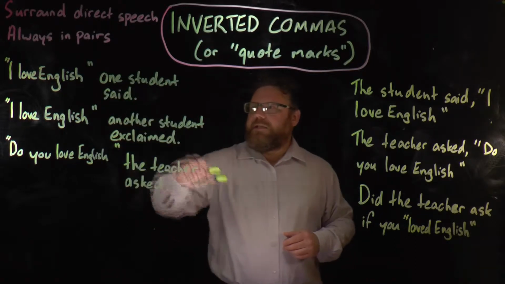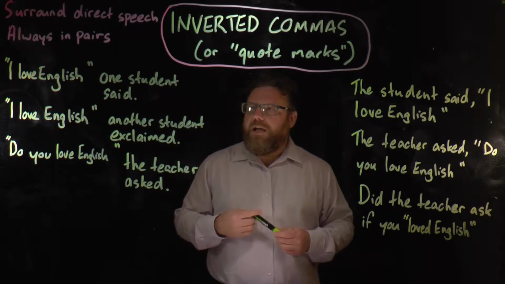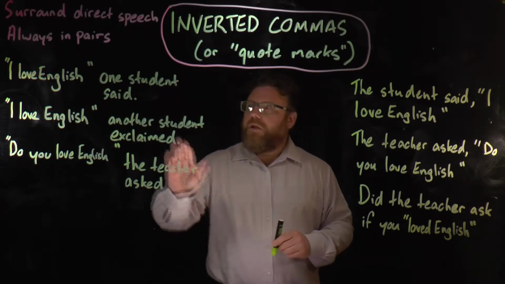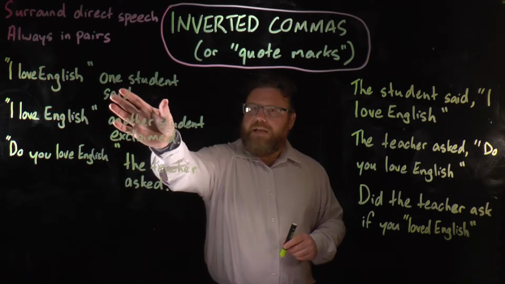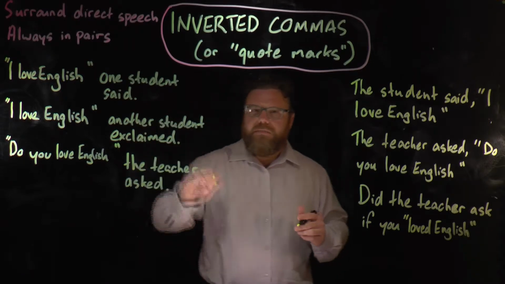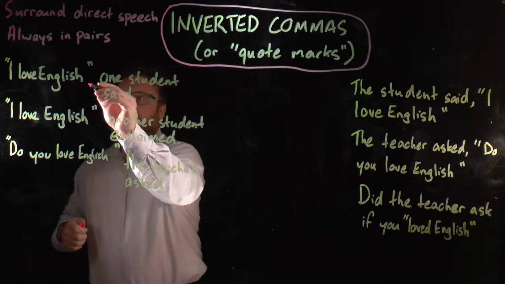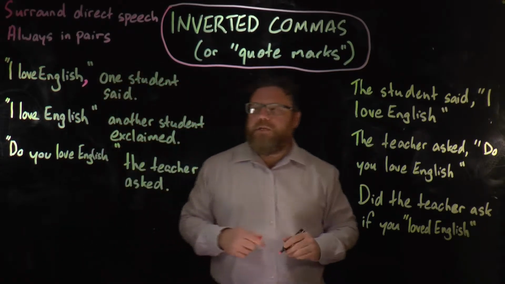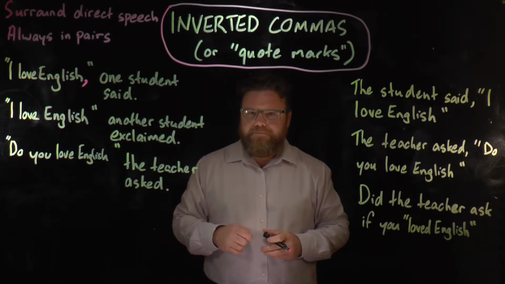First of all, let's have a look at these examples here. This is a very basic sentence at the top here. "I love English," one student said. What you need in between the direct speech and the accompanying clause here is some sort of punctuation. Now, with a simple sentence like this, it's usually just a comma. So we put the comma inside the speech marks. So it always goes inside the speech marks in a sentence like that.